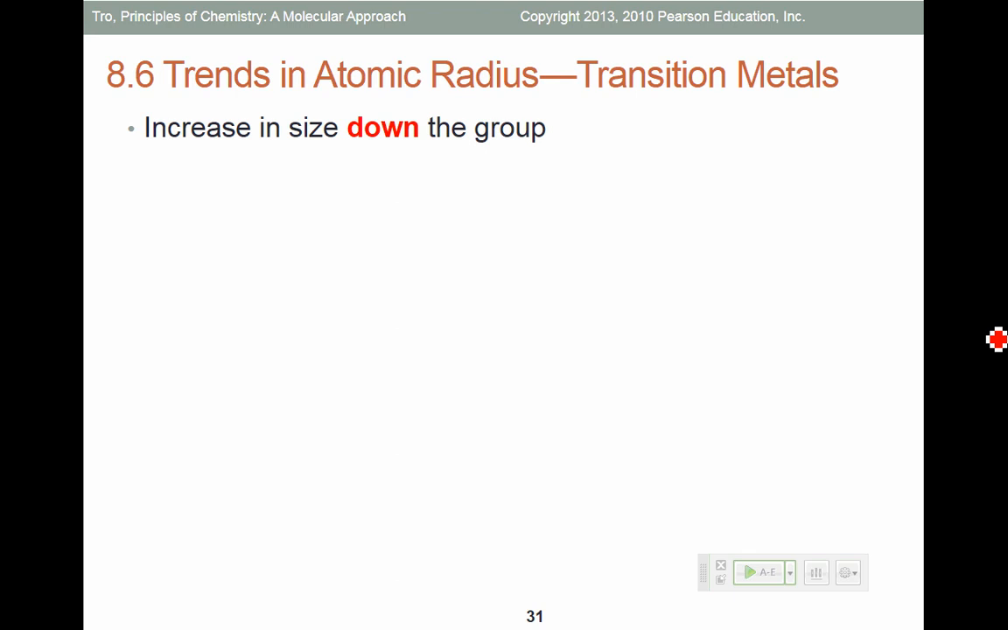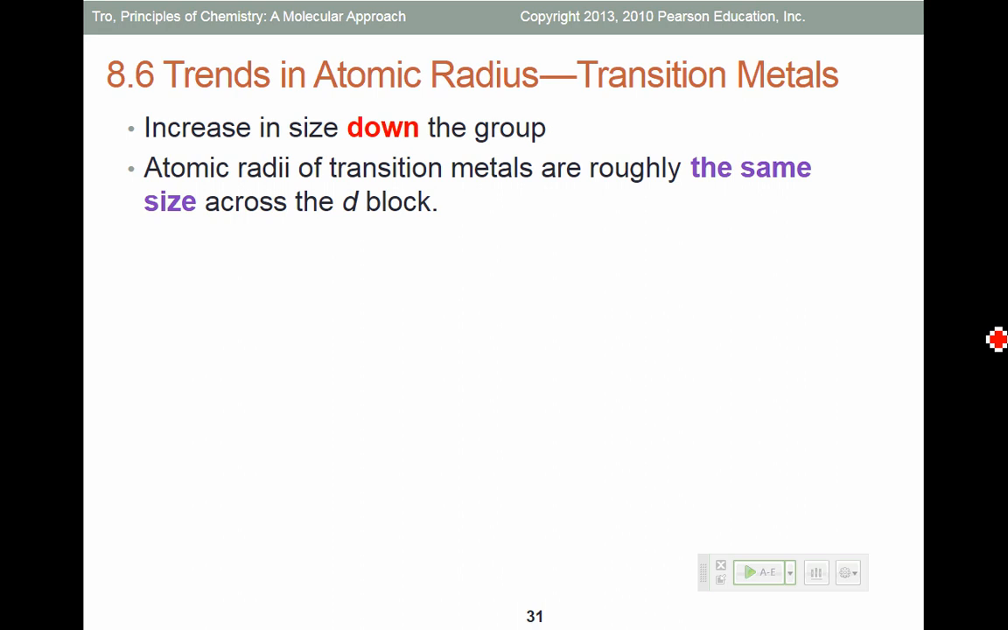Now, for our transition metals, we were mostly just talking about our main group elements. But for our transition metals, they're also going to increase going down a column. That makes sense. But as we go across the d block, the size doesn't change that much. So for our main group, as we go across, the size changes. But for our d orbitals, the size doesn't change too much as we're going across. So they're all about the same size going across. Going down, still the same trend.